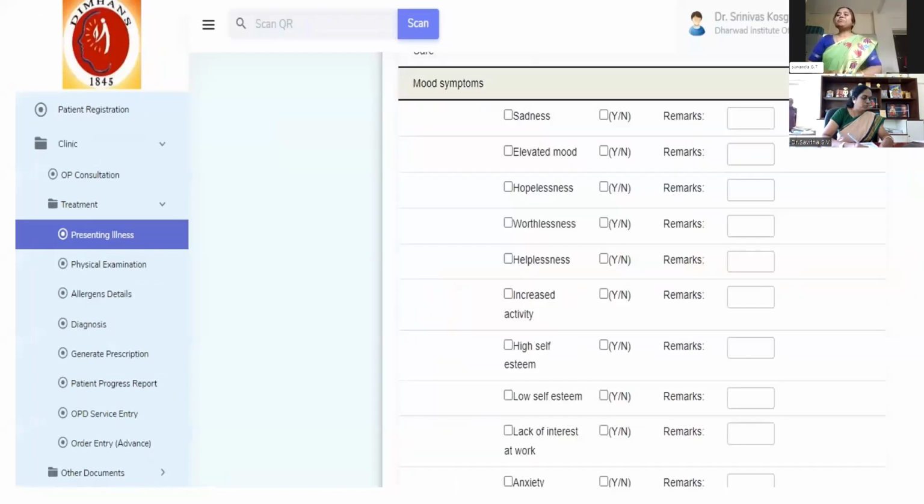Okay, next one more slide, please. Next slide, please. So here, this one is the mood symptoms. These mood symptoms include sadness, elevated mood, hopelessness, worthlessness, helplessness, increased activity, high self-esteem, low self-esteem, lack of interest in work, anxiety. These are all given. It is very helpful for the nurse. She just goes on putting tick marks so that it is visible to the treating doctor also, so that he can gauge the mental state of the patient, so that drug increasing or decreasing can be done.